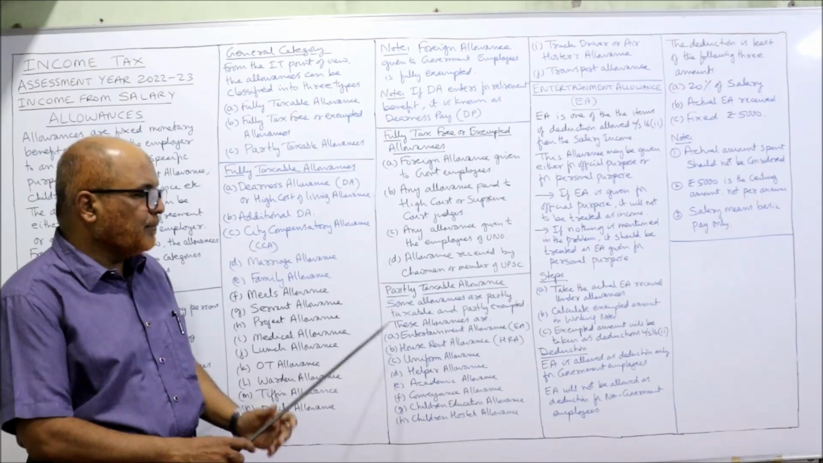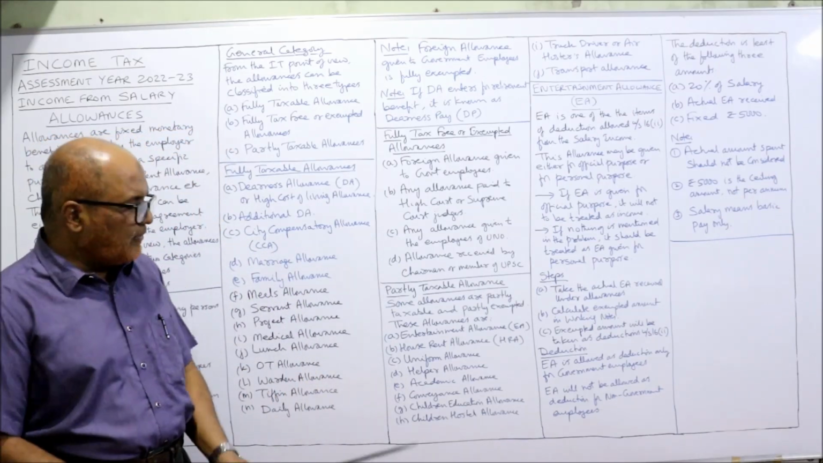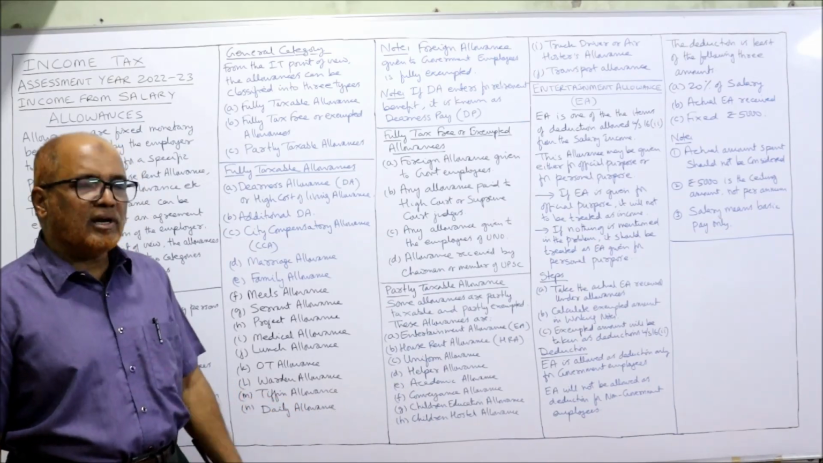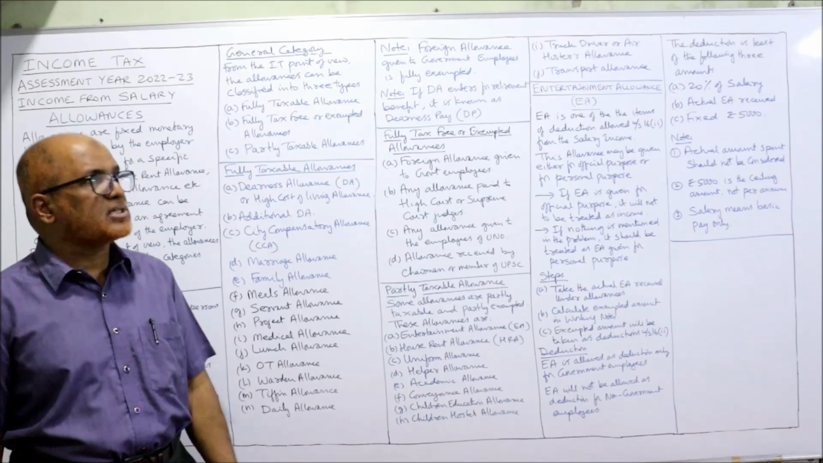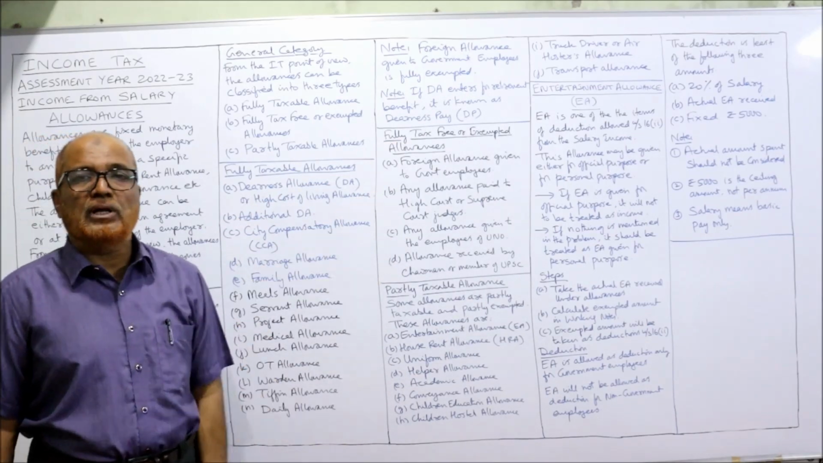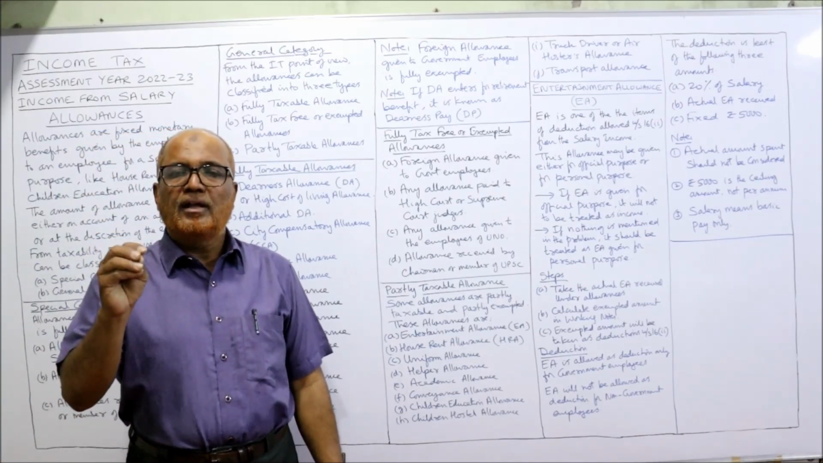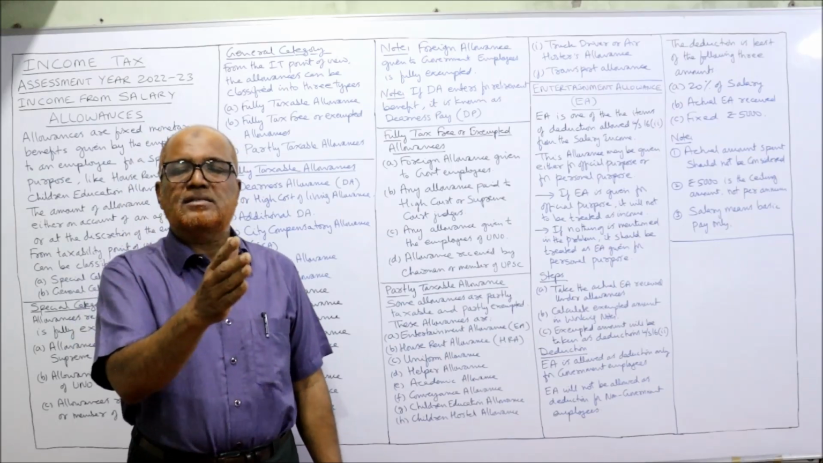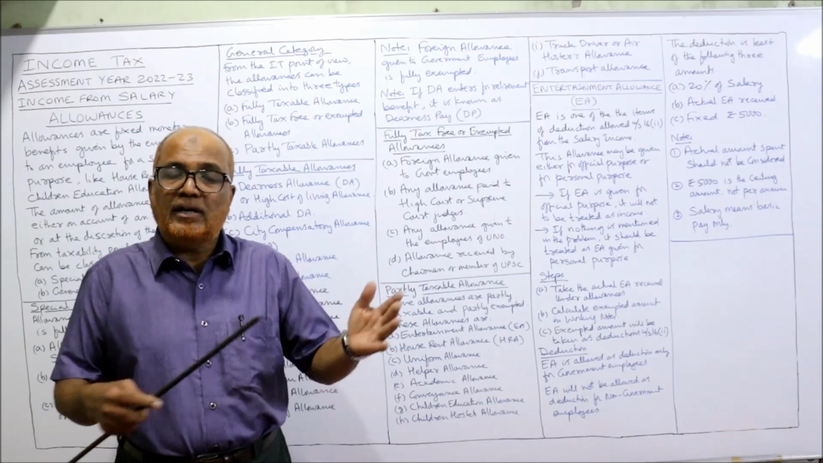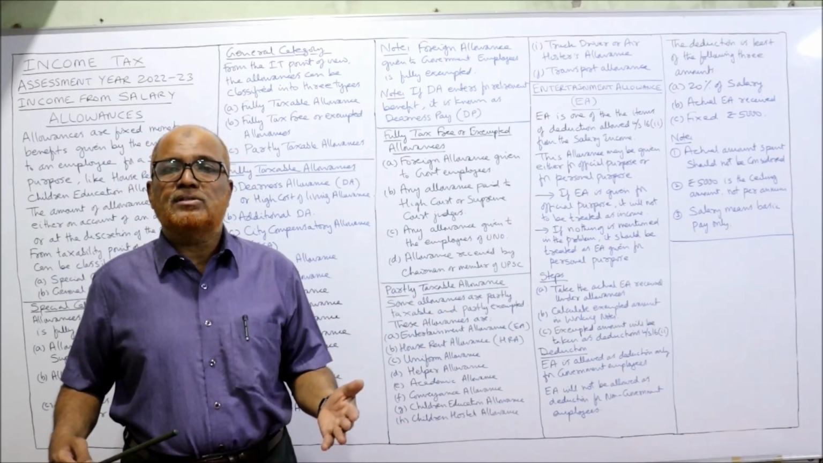Those allowances are entertainment allowance, house rent allowance, uniform allowance, helper allowance, academic allowance, conveyance allowance, children education allowance, children hostel allowance, truck driver or air hostess allowance, transport allowance. A few examples I have given where the allowance is partly taxable and partly exempted. So how much is taxable, how much is exempted? The Income Tax Act has given the provisions. We have to remember the provisions.